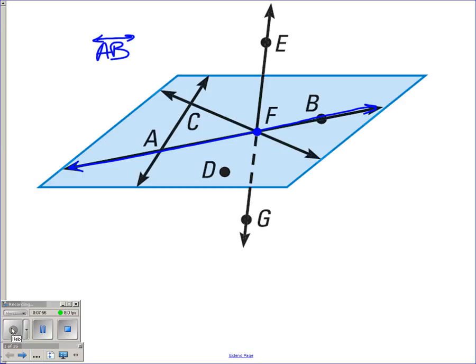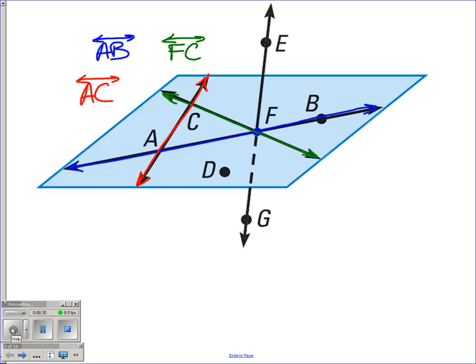Let's find another one. Here is line FC. Line FC is in the plane. And because it's in the plane, it is intersecting that plane at every point that exists in that line. The other one then would be line AC. And so this would be our third option from the lines that are shown.